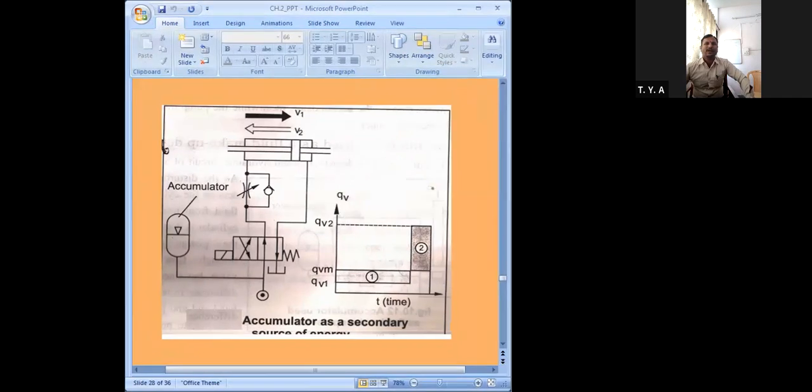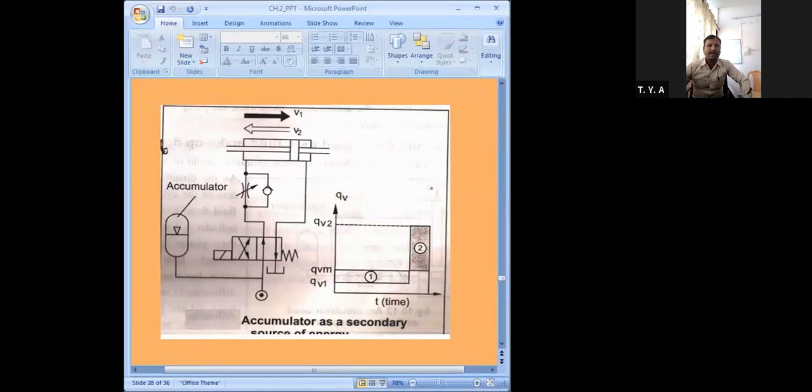Now you can see how these accumulators are used. This is a hydraulic circuit. That means this accumulator is there. Here we have the valve. This hydraulic symbol is used; this is the symbol of the accumulator. Here you can see this is a valve, and this is a system. This is our double acting cylinder, that is the actuator. Here valve is there, check valve. So this accumulator is used as a secondary source of energy.